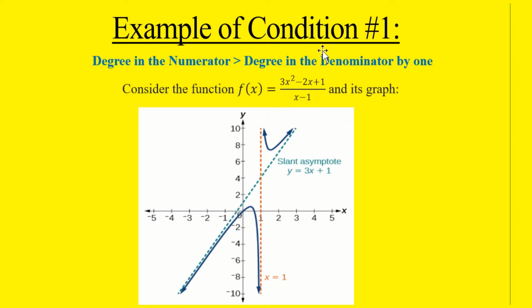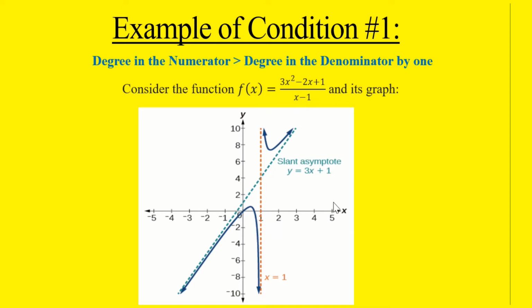So let's take a look at an example of that first condition. Remember, the first condition was if the degree of your numerator is greater than the degree of the denominator by 1, then we have no horizontal asymptote. Let's take a look at this example. You can see that the degree in our numerator here would be 2. The degree in your denominator, that's an understood 1 for the exponent on the x here, so the degree in the denominator is 1. So the degree in the numerator is 1 more than the degree in the denominator, and therefore we say we have no horizontal asymptote.